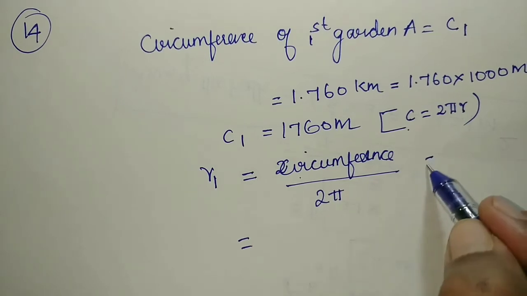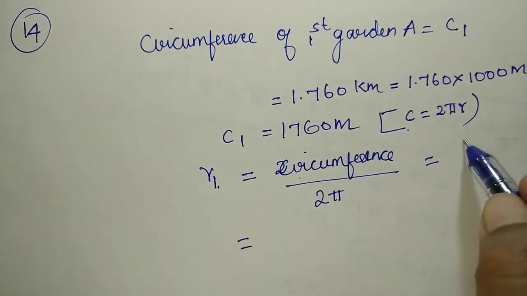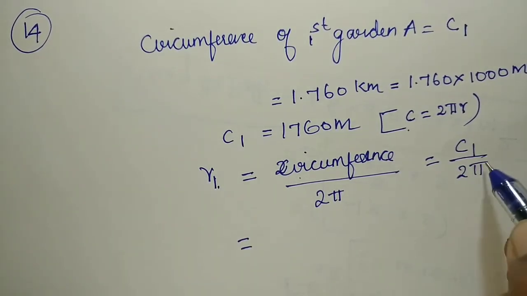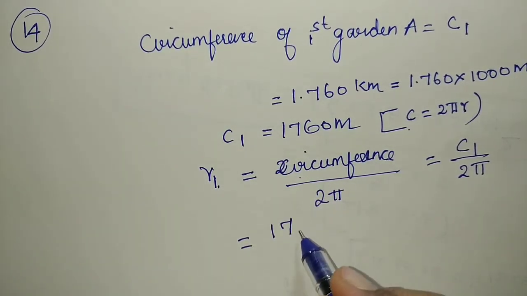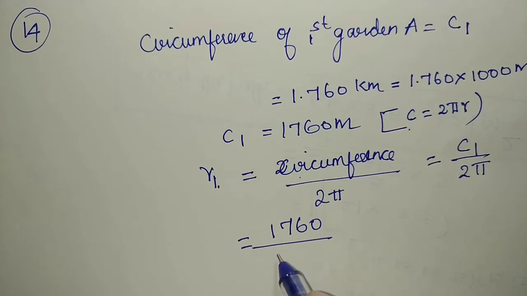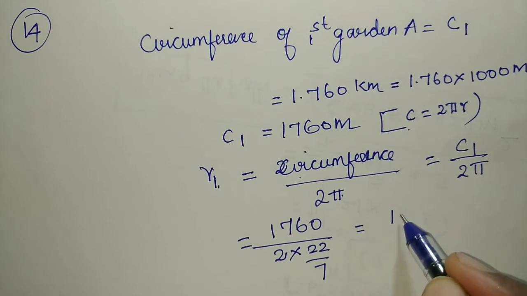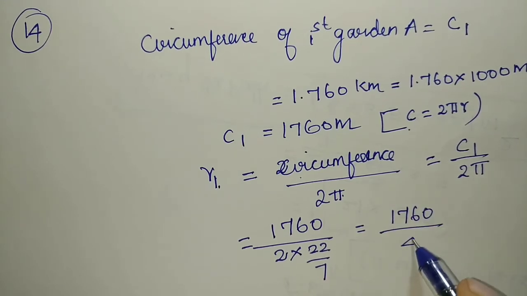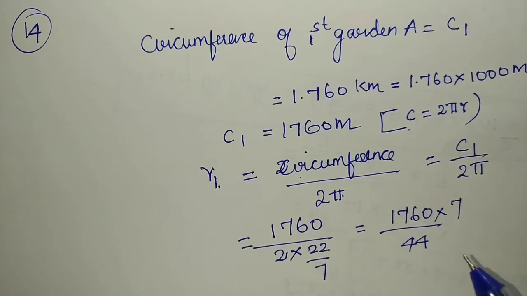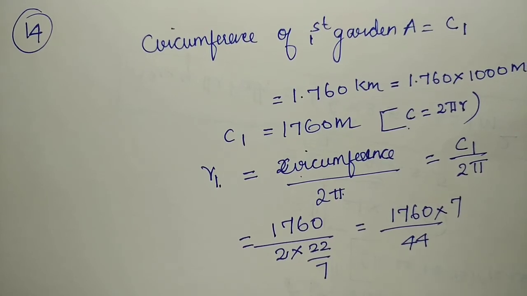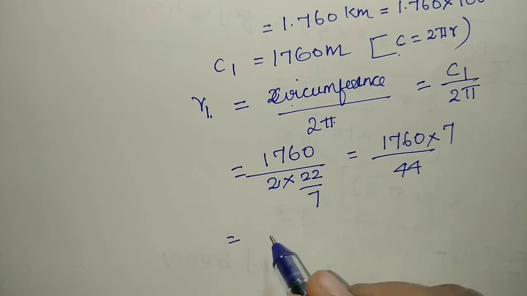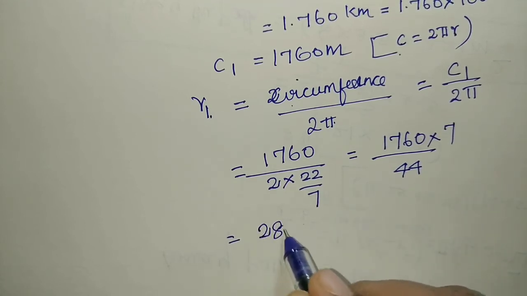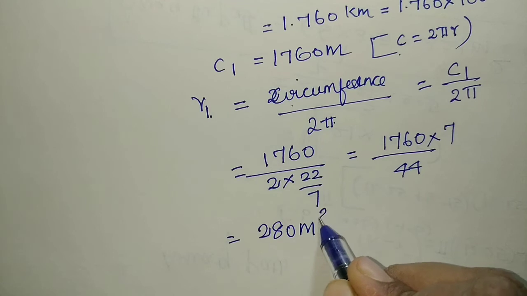What is the circumference for r1? So r1 means we will take C1. What is C1? Just now we found 1760 divided by 2 into pi. What is pi? 22 by 7. So 1760 divided by 44 into 7. If you cancel, you will get the value 280 meter.